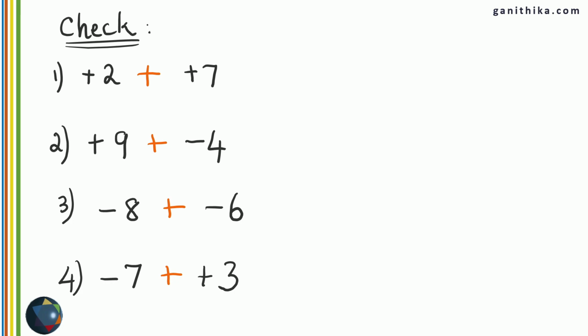The answers are: positive 2 plus positive 7 will be adding two numbers with a positive sign, therefore positive 9. Positive and negative numbers in the second question means that you have to subtract the numbers. 9 minus 4 is 5. And you have to give the answer with the sign of the bigger number, which is 9, which has positive sign. Therefore, this will be positive 5.